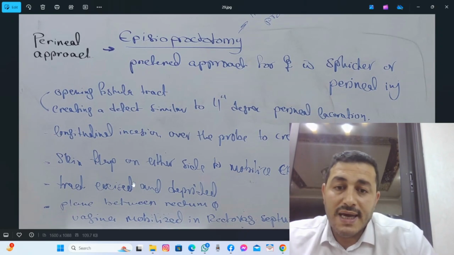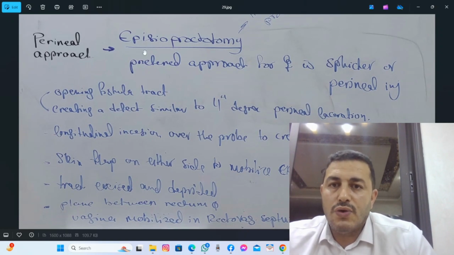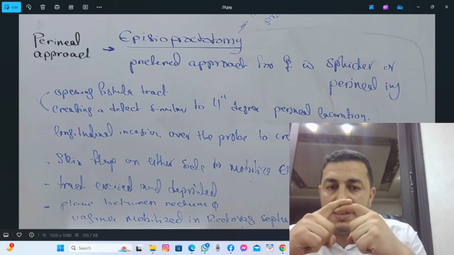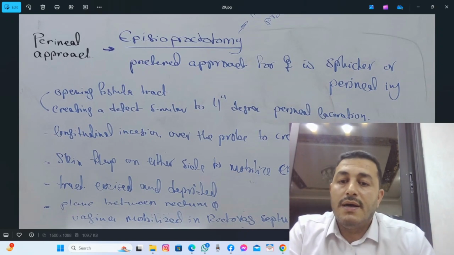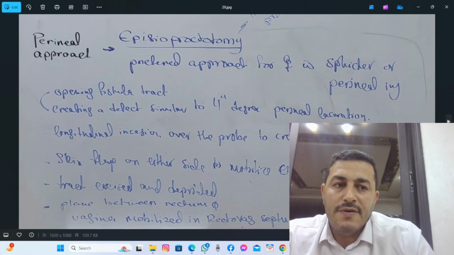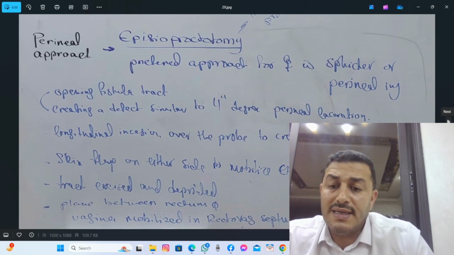So what I can add, we said through the episioproctotomy, we do a flap for the external anal sphincter and we close it in an overlap technique. We said that the fistula tract should be excised and debrided if there is any vaginal granulation tissue.